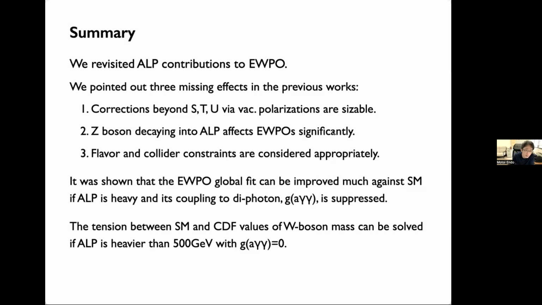And with these three contributions included, it was shown that the electroweak precision observable global fit can be improved much against the standard model if the ALP is heavy enough and the coupling to diphoton, g_A gamma gamma, is suppressed. In particular, if the CDF result of the W boson mass measurement is true, then the tension between the standard model and the CDF result can be solved only when the ALP is heavier than 500 gigaelectronvolt and the coupling g_A gamma gamma is suppressed. Okay, that's all. Thank you very much.